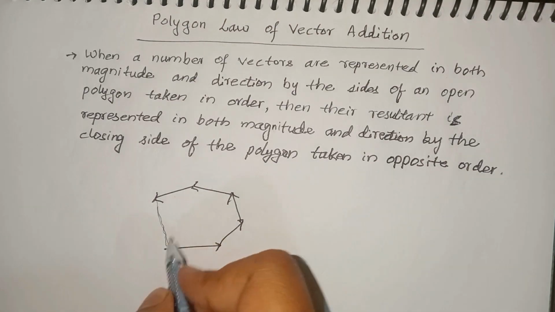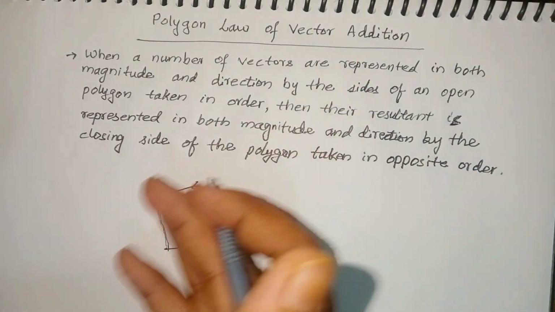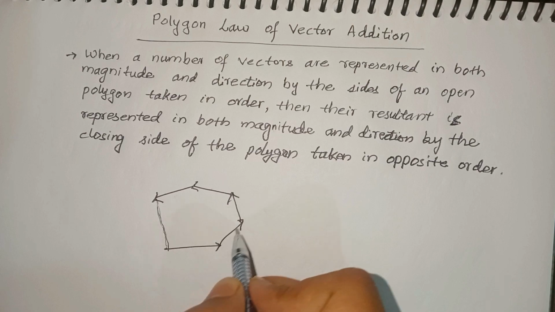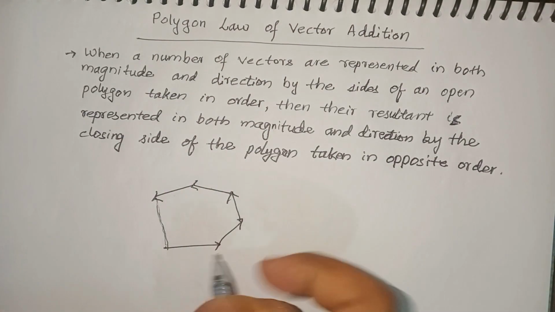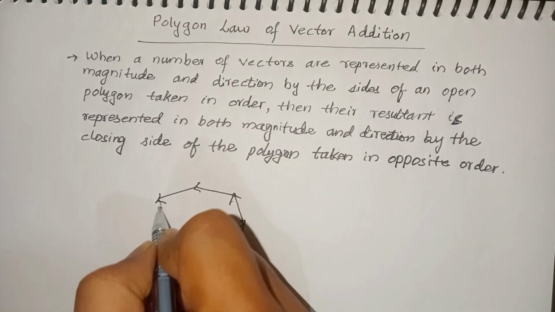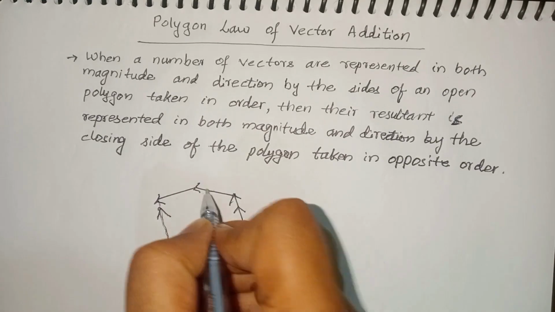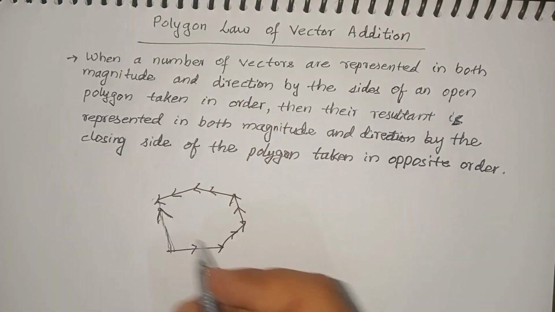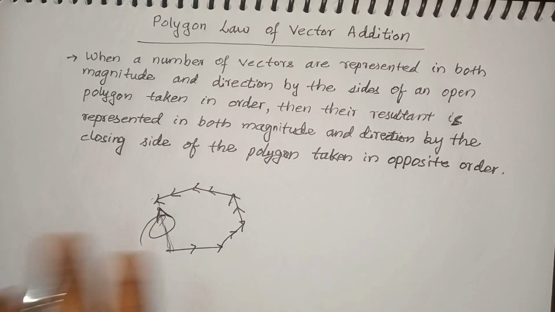This closing side will have order opposite to the previous sides. The previous sides have this order, moving in this fashion, so the closing side will move in the opposite fashion. The sides are moving in this way, and this will be the resultant, both in magnitude as well as in direction.